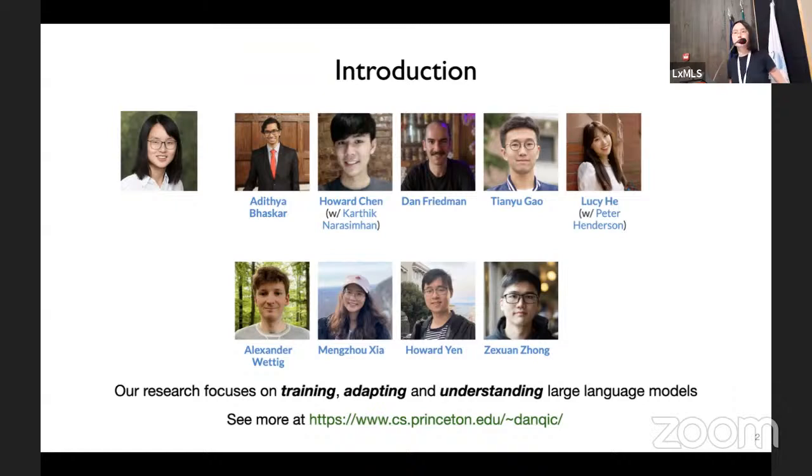A lot of research we have been focusing on in the past few years has been on large language models, to think about how to train and adapt them, and also, more importantly, how to understand the current large language models. If you're interested in learning more about our research, feel free to check out my website, and there'll be a lot of papers and GitHub repos and a lot of information there.